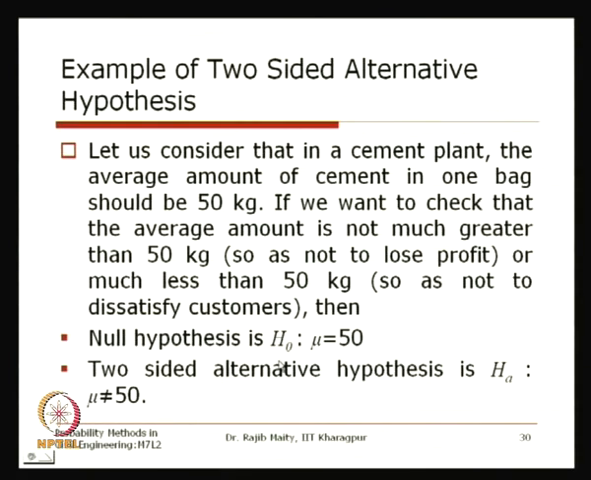So, in the null hypothesis it is written that mu equals 50, and the two-sided alternative hypothesis that we write is mu is not equal to 50. In this case, if we fail to reject the null hypothesis, then the job is done, in the sense that the manufacturer is happy: mu equals 50 kg per bag, and whatever sample we have taken cannot be rejected.